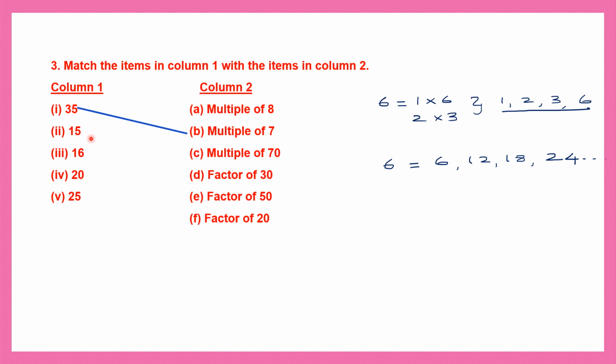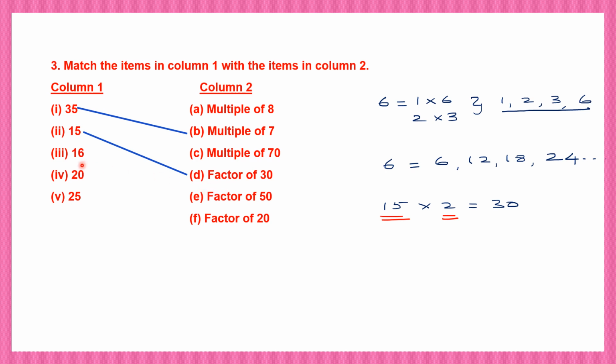Now next one, 15. Is 15 a multiple of 8? No. Is it a multiple of 70? Remember, multiples will be greater than the number and 15 is smaller. So is it a factor of 30? That means it should be smaller than 30. Will 15 into anything give you 30? Yes. 15 into 2 is 30, isn't it? Let's multiply. 15 twos are 30. That means 15 and 2 are factors of 30. So 15 is a factor of 30. So this is option D.